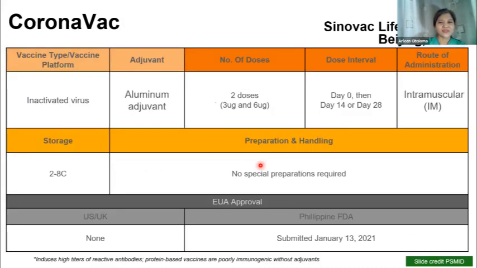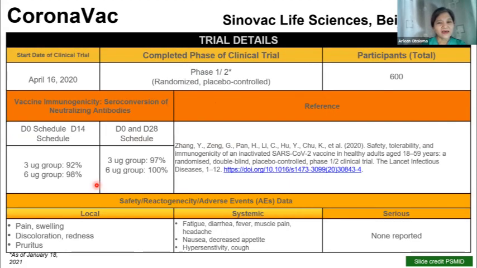So we have the Sinovac, which is the one that's going to be available for Cagayan de Oro, which is an inactivated virus. It's also given in two doses, given intramuscularly, and the interval is between 14 to 28 days. So storage requirement is also better at 2 to 8 degrees centigrade. That's the usual storage requirement that we have for most vaccines. And the efficacy of this vaccine, their data is still really not out, but some journals have said that the efficacy is between 50 to 60 for this vaccine.